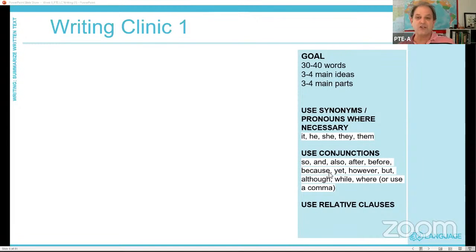Use conjunctions to join parts of your sentence together. Conjunction means to conjoin, join with. So: and, after, before, because, yet, however, but, although, while, where, or use a comma. It's a good idea to write these conjunctions out, and then select which ones you think are most useful in your sentence.